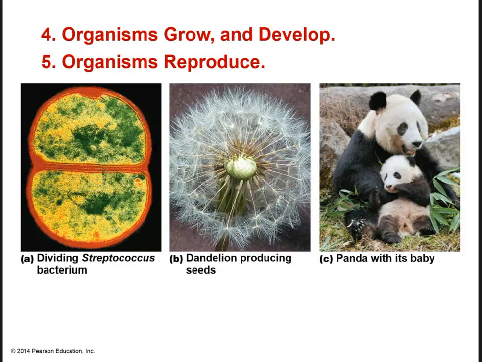Growth and development involve increasing the number and/or size of cells. Also, in multicellular organisms, cells can specialize and take on different functions. Reproduction, growth, and development require a constant supply of energy and raw materials.